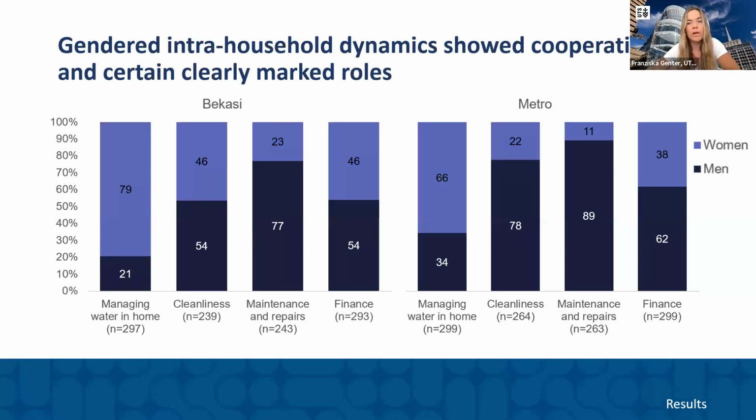Water management tasks of self-supply service were usually distributed between female and male household members. Female household members were mostly responsible for managing water in the home, while male household members were mostly responsible for maintenance and repairs, cleanliness of the source and finance at both study sites.